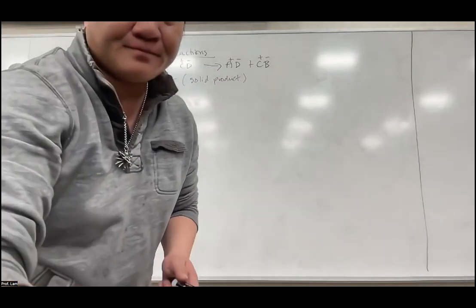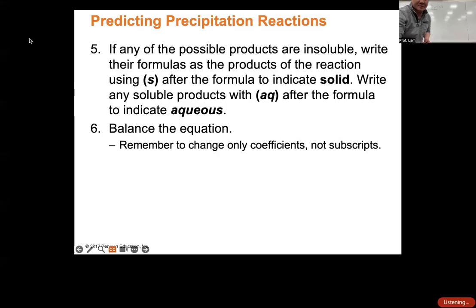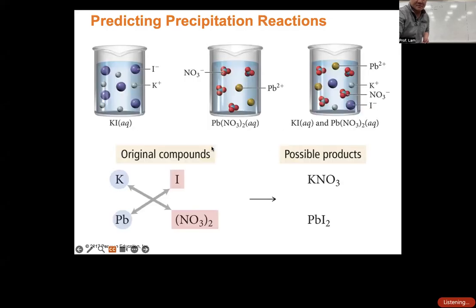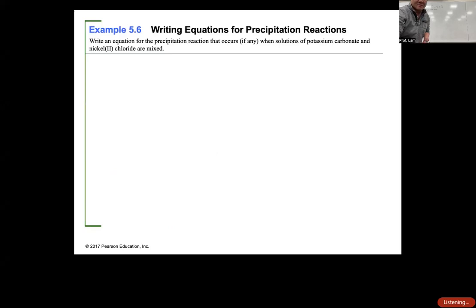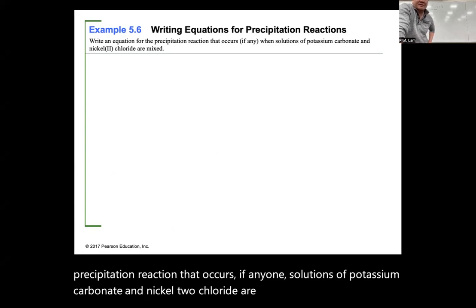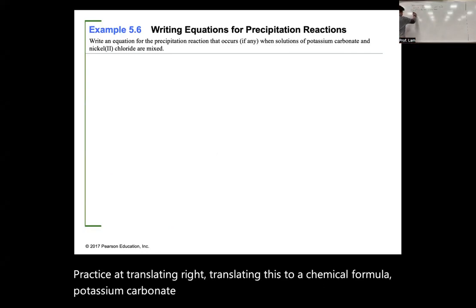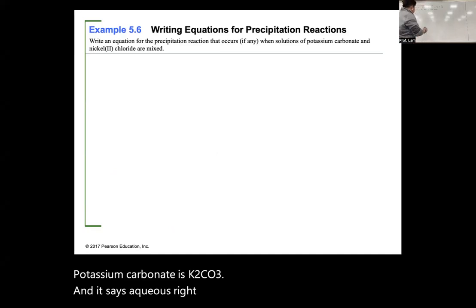So here's an example. Let's go back to the slide for a second. Okay, and let's do this problem together. Write an equation for the precipitation reaction that occurs, if any, when solutions of potassium carbonate and nickel 2 chloride are mixed. So again, practice at translating this to a chemical formula. Potassium carbonate is K2CO3, and it says aqueous. Plus nickel 2 chloride. So that would be NiCl2 aqueous.